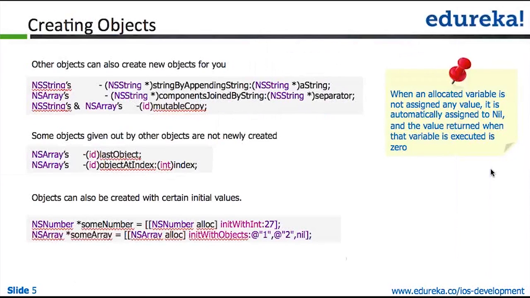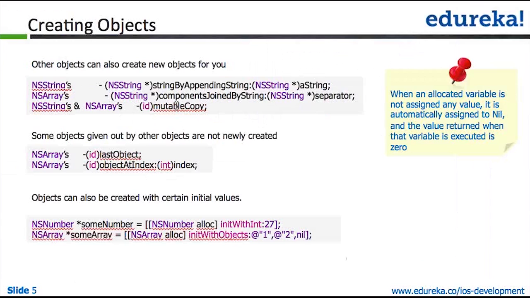So these are some of the ways that you can create your object. You can also use something called mutable copy for strings. This method is present in some specific classes of the foundation framework.